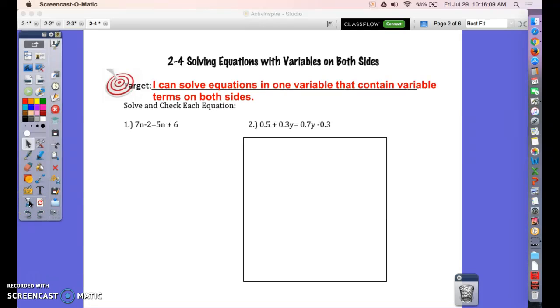In lesson 2.4, we are solving equations. They're going to involve more than one step now, and even though they only involve one variable, you're going to have that same variable occurring in the problem more than once, okay? So that one variable could be on both sides of the equation. So how do we handle that?